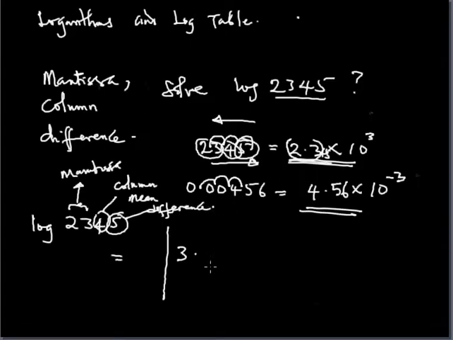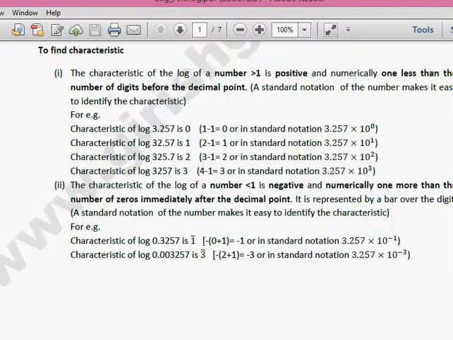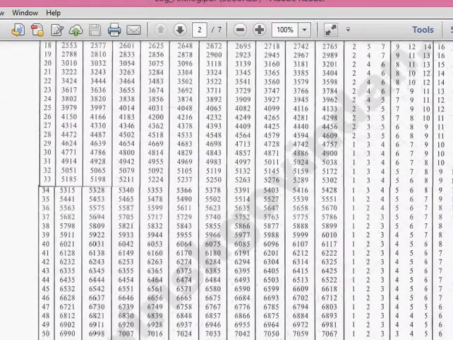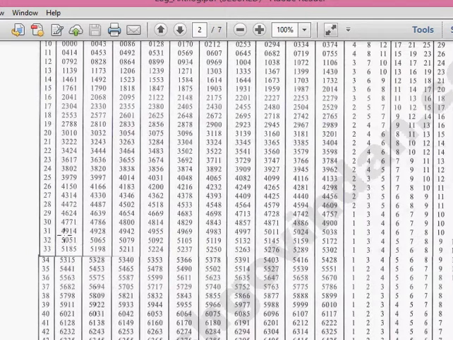And to do that, the first thing we need to write is the notation. Because this is 3, you put 3 here, it's positive. And then you can look at the log table, taking into consideration all these things. So what's the mantissa of 23? If we look at 23 now, this is the mantissa for 23.